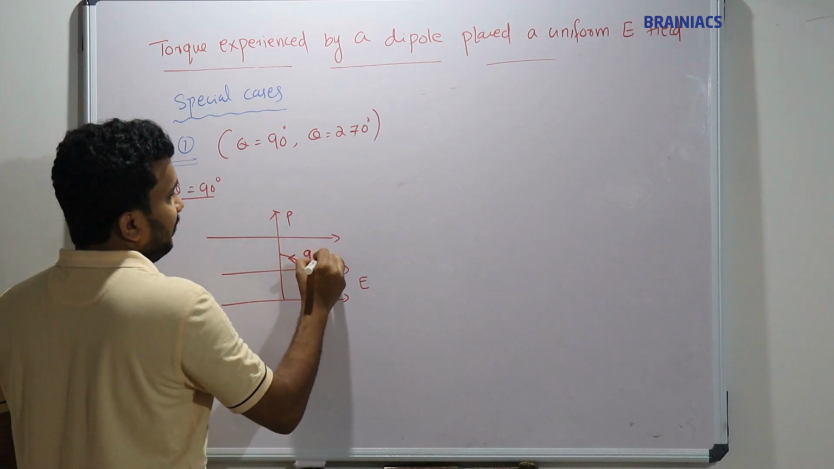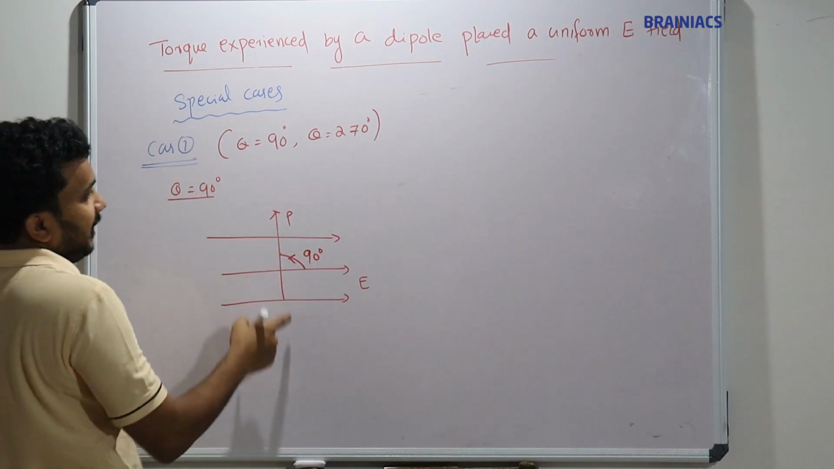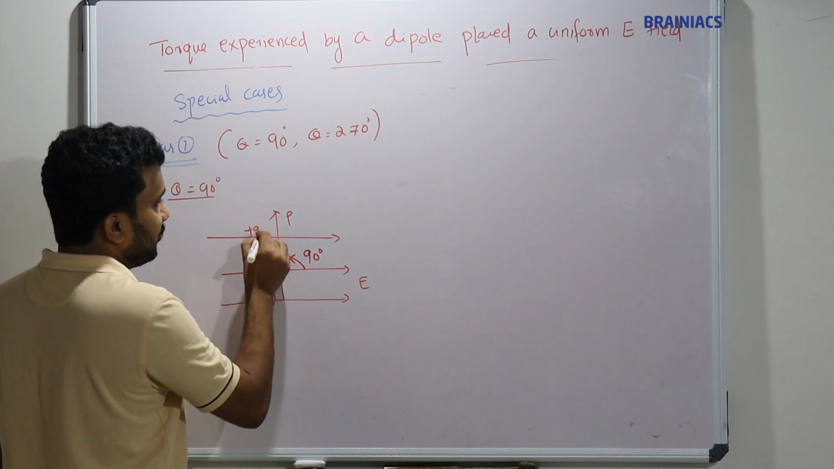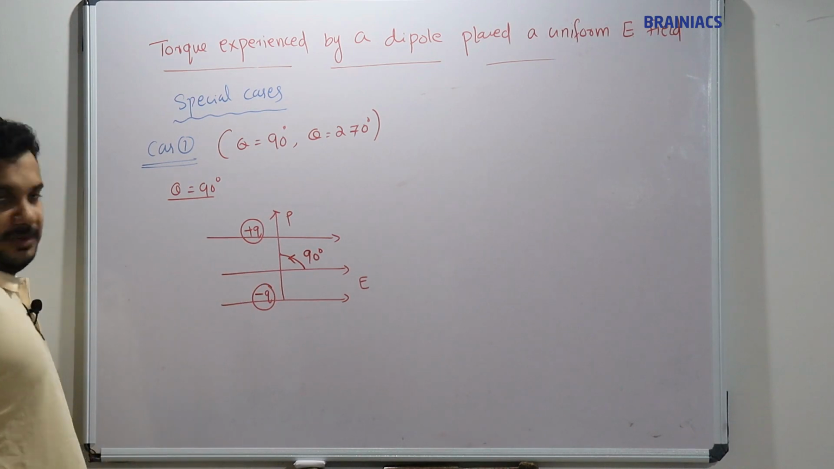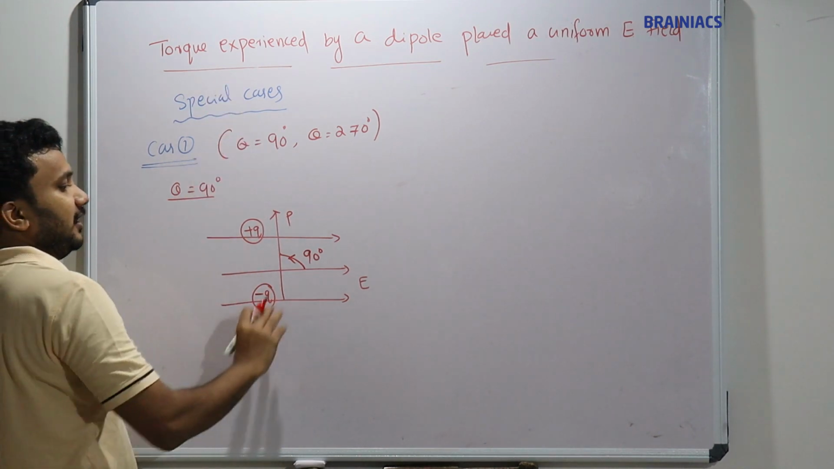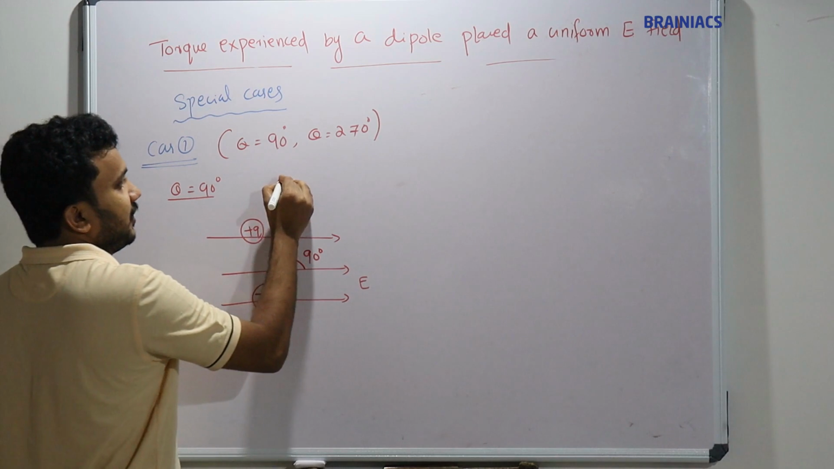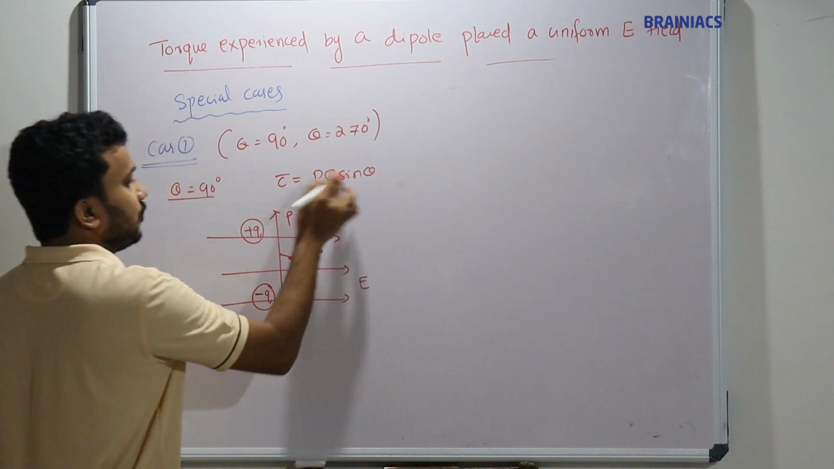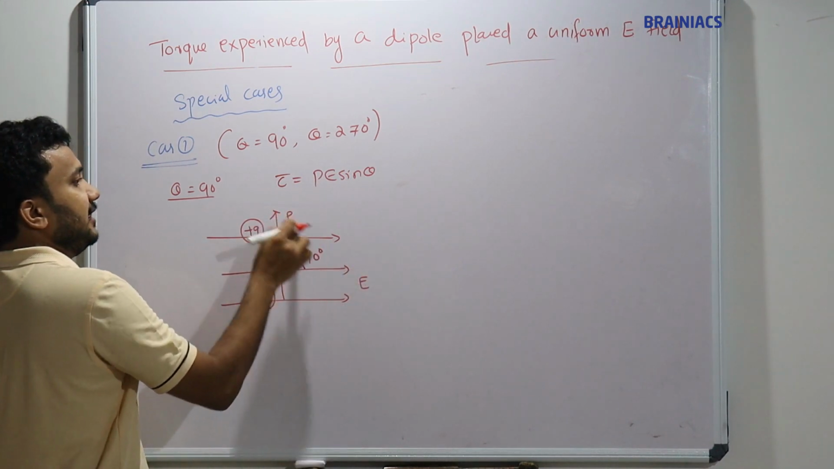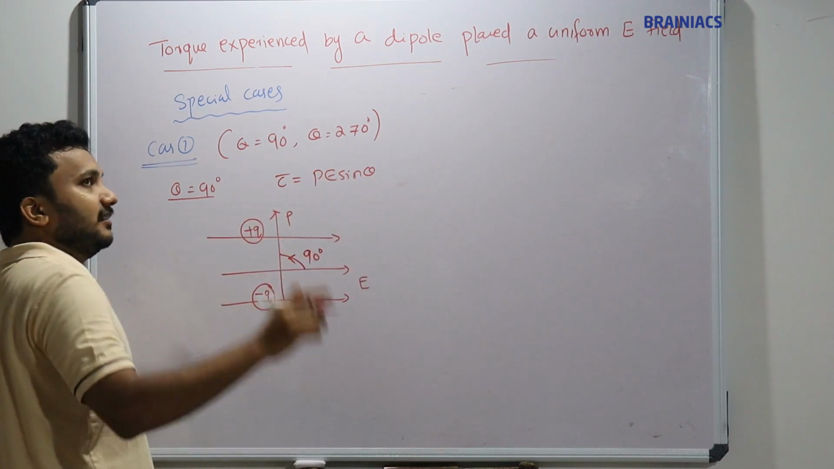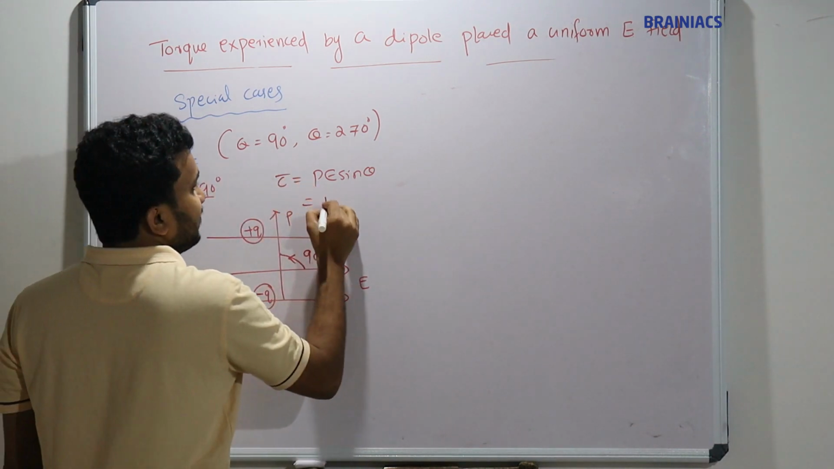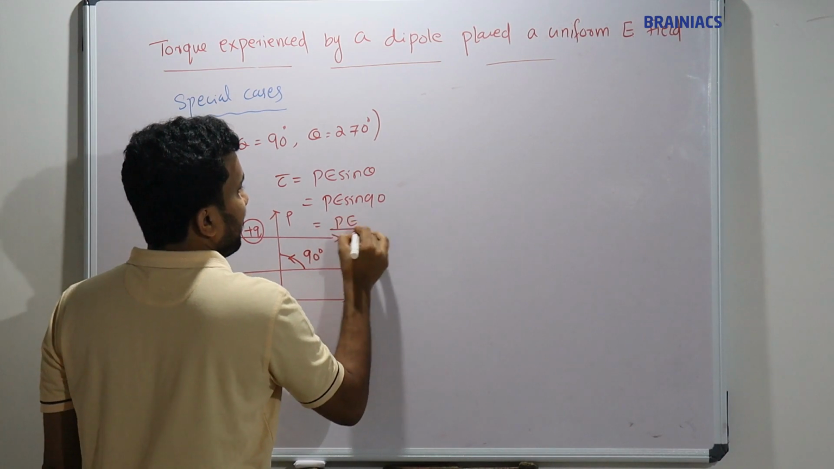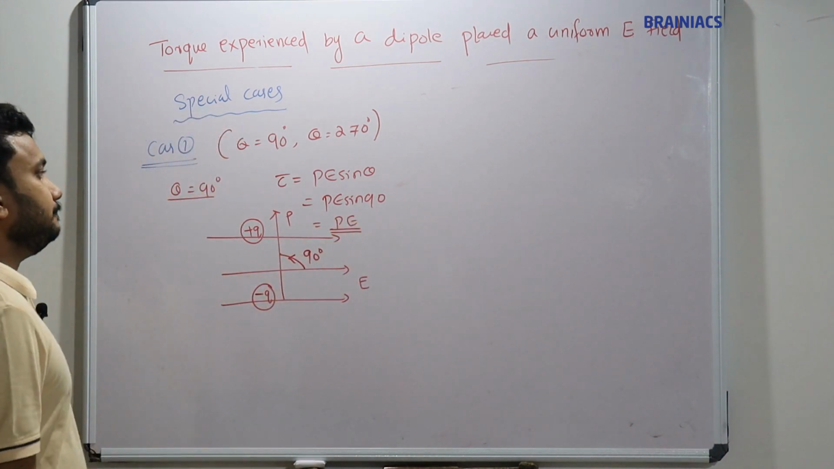What is this angle called? 90 degrees. So if the dipole moment is like this, minus q charge is here and plus q charge will be here, and the electric field will be like this. What is the equation for torque? Torque equal to PE sin theta, where theta is the angle between P and E. What will the angle be here? 90. Sin 90 means 1. So the answer is PE sin 90, which is equal to PE. Maximum torque we will get.